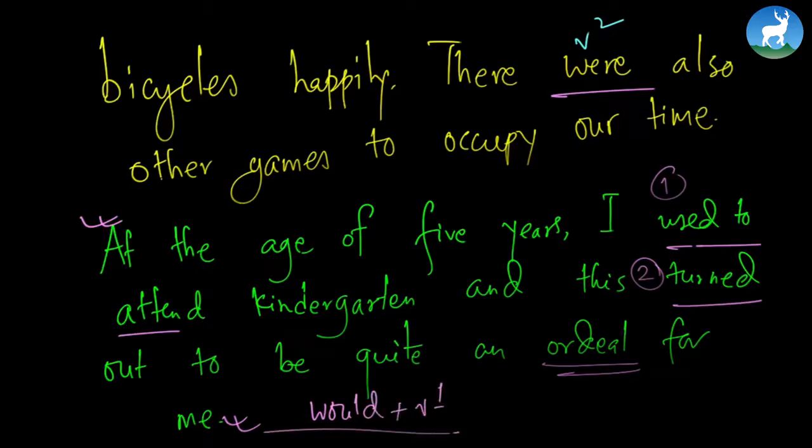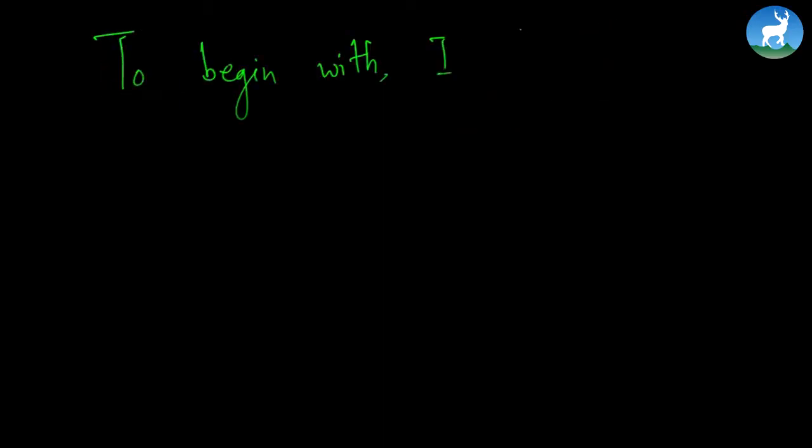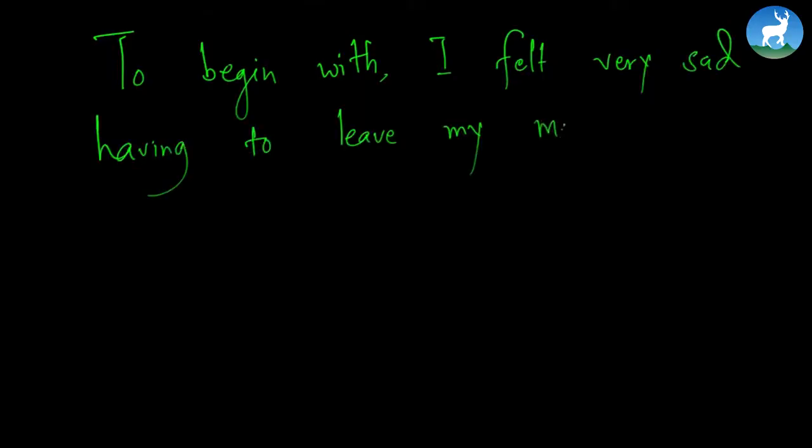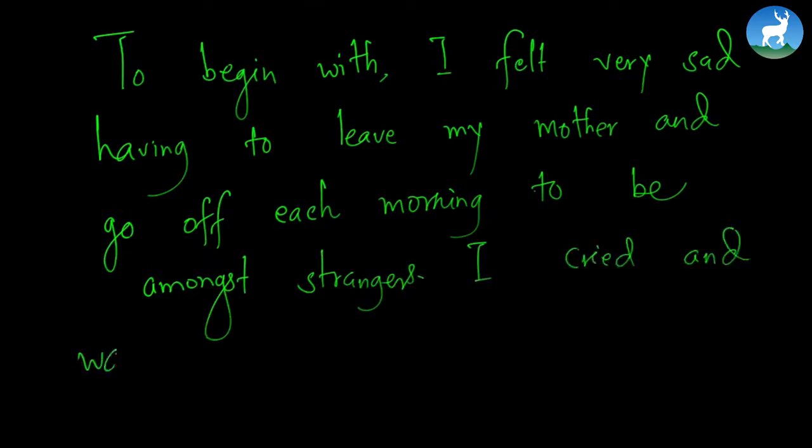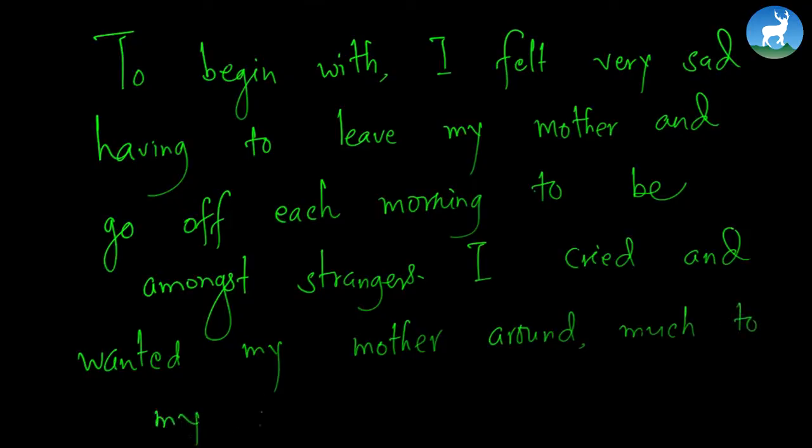Let's go on writing. To begin with, I felt very sad having to leave my mother and go off each morning to be amongst strangers. I cried and wanted my mother around. I was a mama's boy, so I wanted my mother around, much to my teacher's displeasure. So this is the third paragraph.